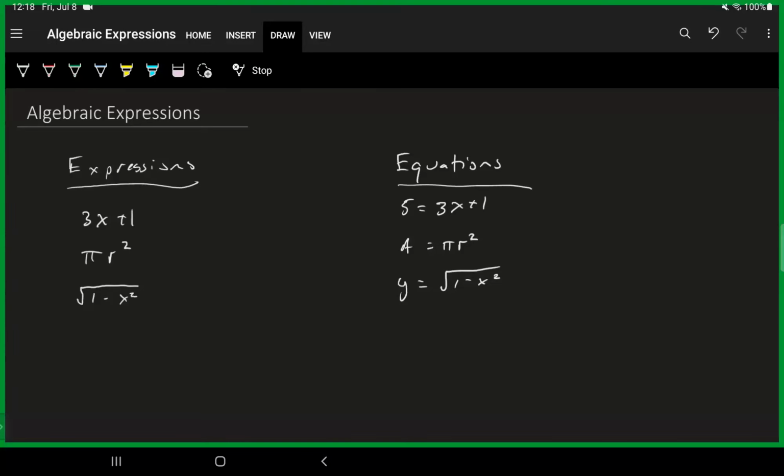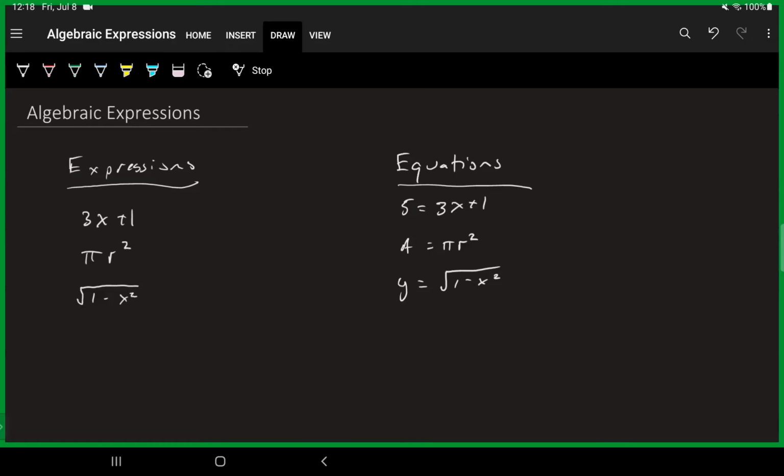So we're going to start algebra today. And in this video, we're going to talk about algebraic expressions. An algebraic expression is basically a statement without an equal sign. And we're going to talk about the parts of expressions and the difference between them and equations. And let's start off with talking about the differences.